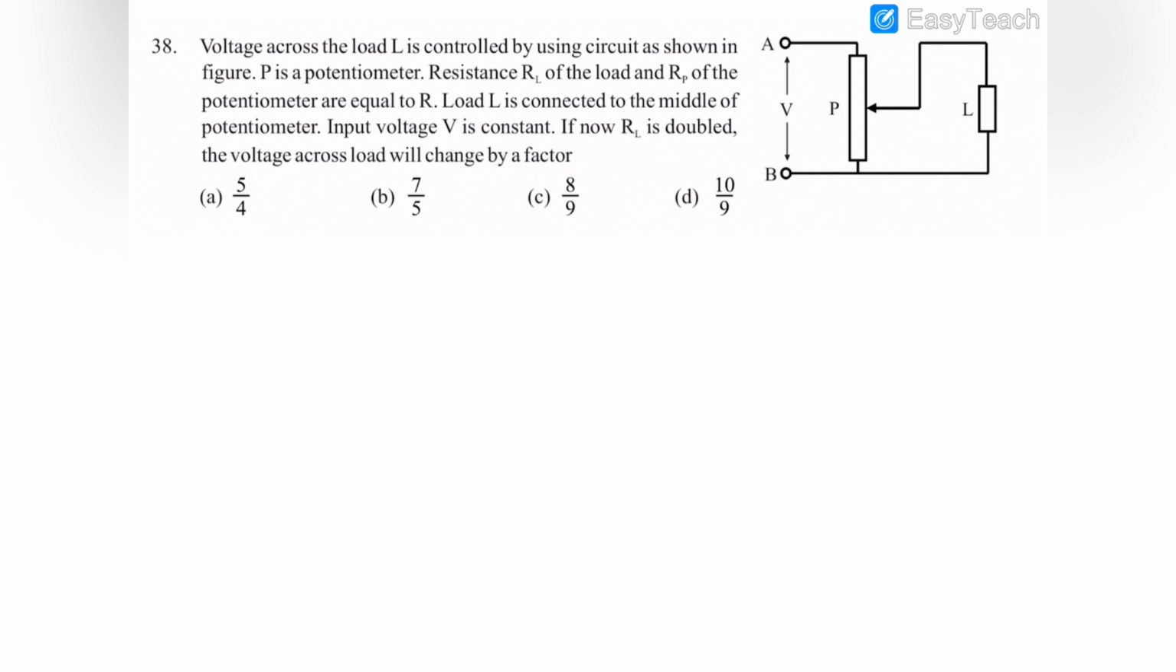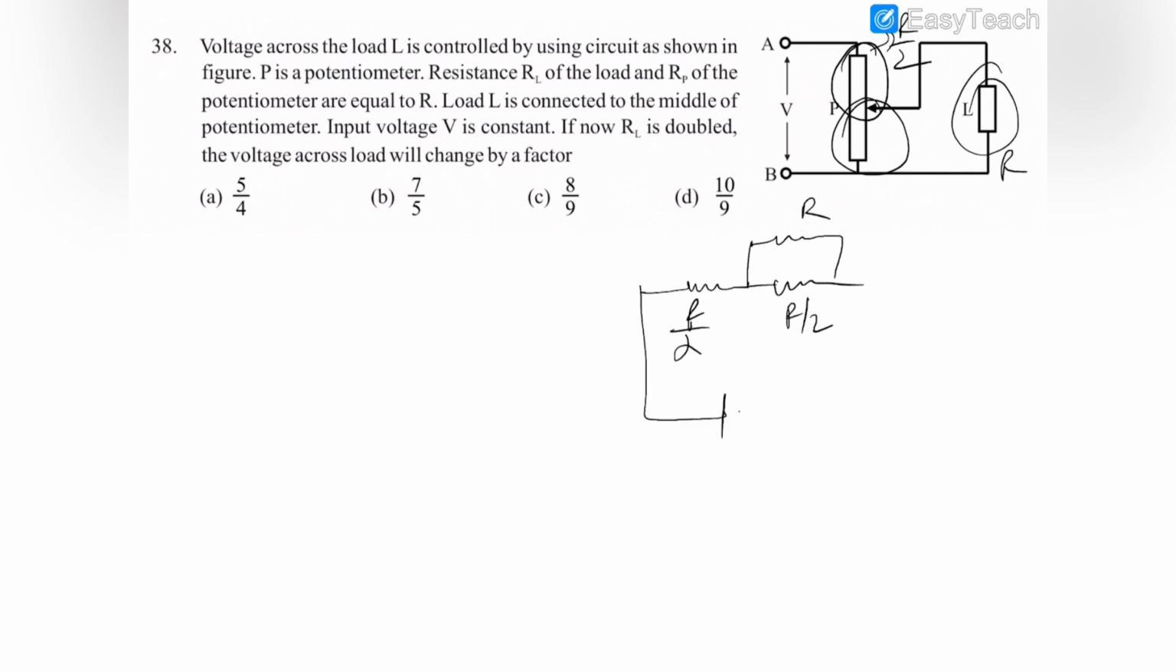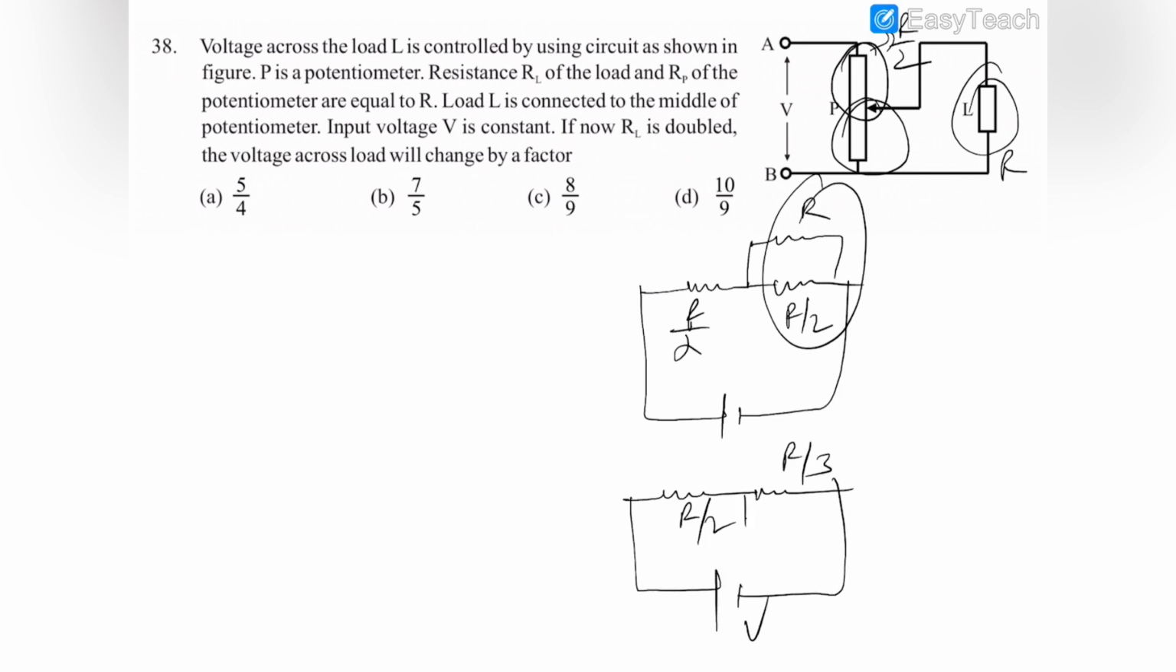So first of all, let us assume the initial condition in which this half part will have a resistance of R by 2, and this half part will have a resistance of R by 2, and this will have a resistance of R. So this is the circuit, and you can see that R and R by 2 are in parallel, therefore they will be R by 3. So by voltage divider rule, you can find out this V2 as 2V by 5. You can apply the voltage divider rule.